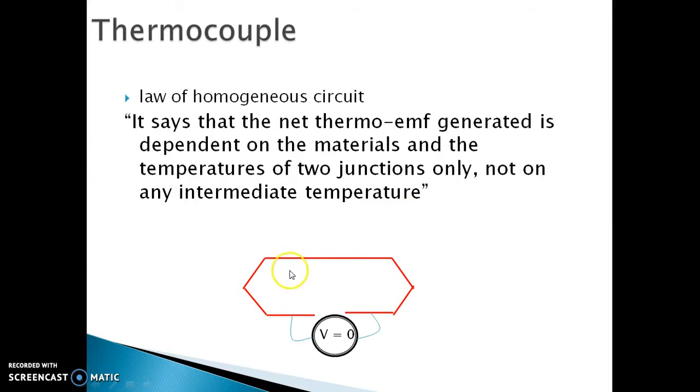Let's understand this. In this picture, we are able to see two metals which are connected and forming a junction, a hot junction as well as the cold junction. But observe that here both the metals are the same, and hence the EMF generated across these two metals would be zero.